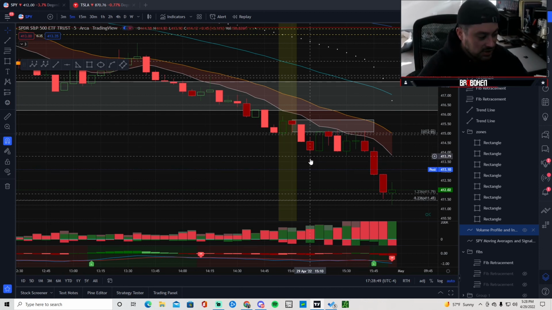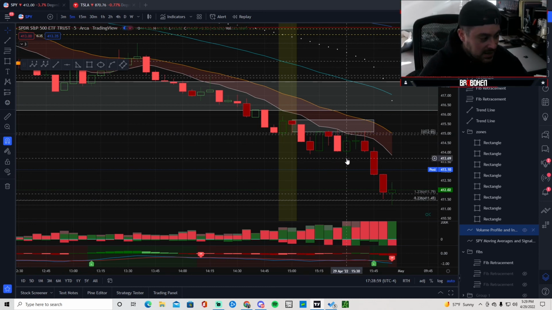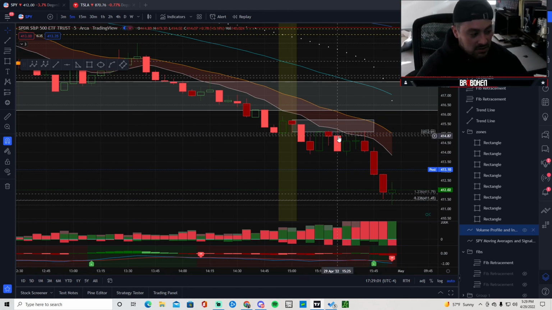I didn't initially take anything on that because it was at a key level with the fibs. As you'll see, it came back up and tested this area again, and then it came back down, and once it rejected that, this is where I went back in and saw this 411 as the next target, which I called out in the Discord. I called it a day, and then my wife came home.